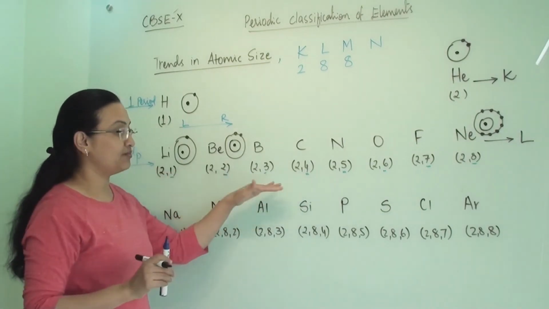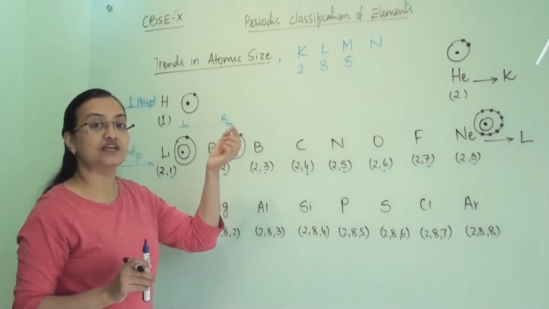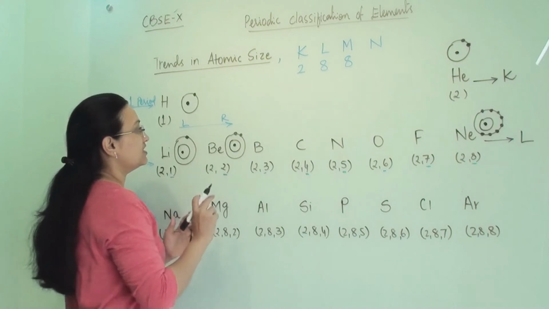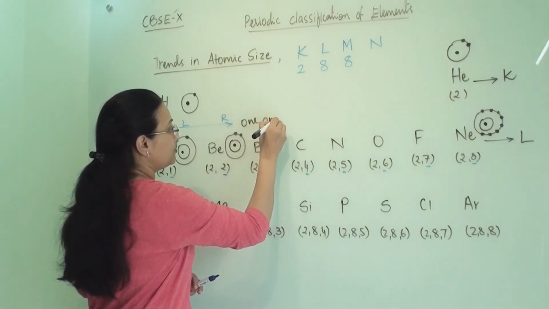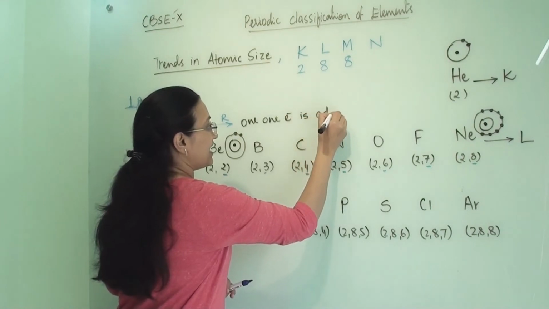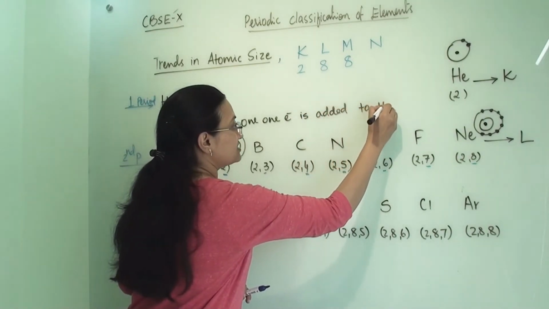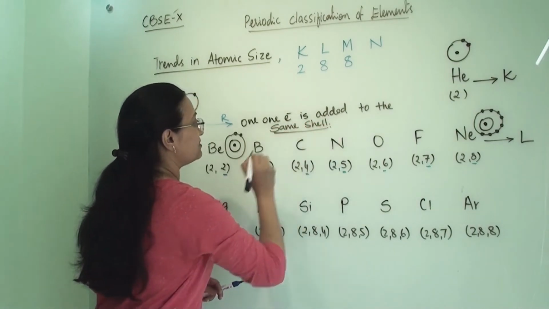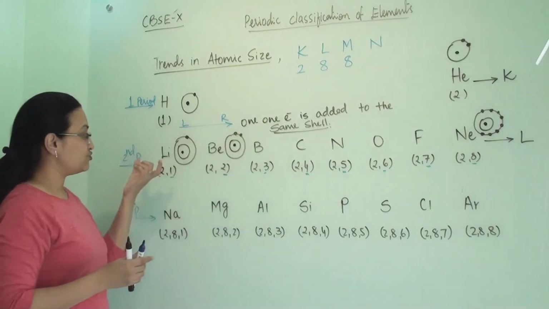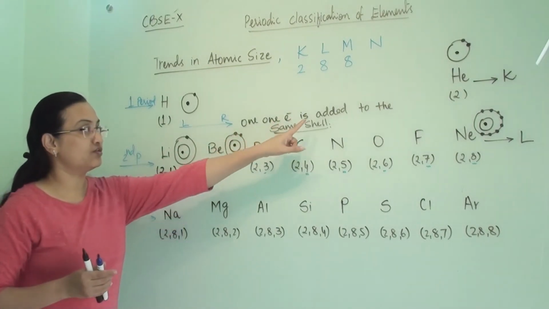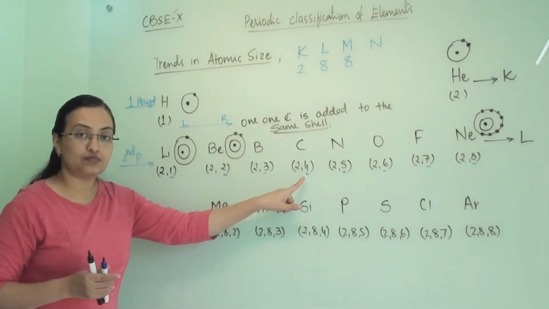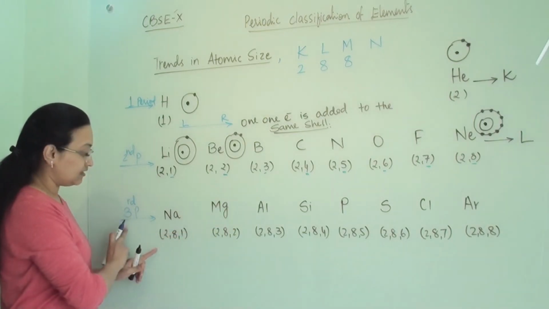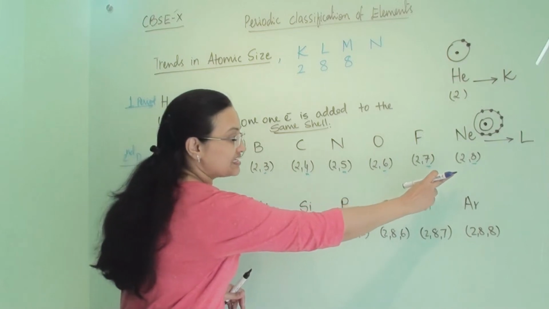So as we are going from left to right, one electron is being added to the same shell, the valence shell. Here I am writing: one electron is added to the same shell. This is important. This is the trend. As we are going from left to right, one electron is added to the same shell. Now let us check the behavior in the third period. Here the L shell is completely filled.